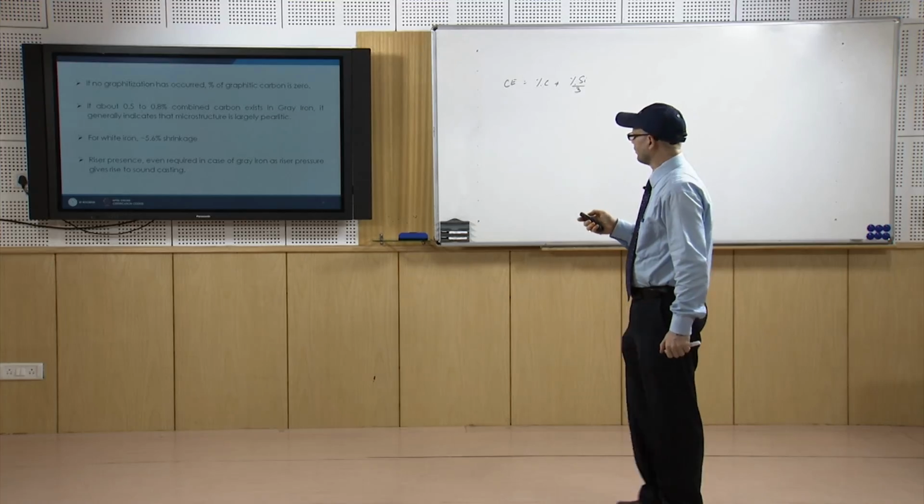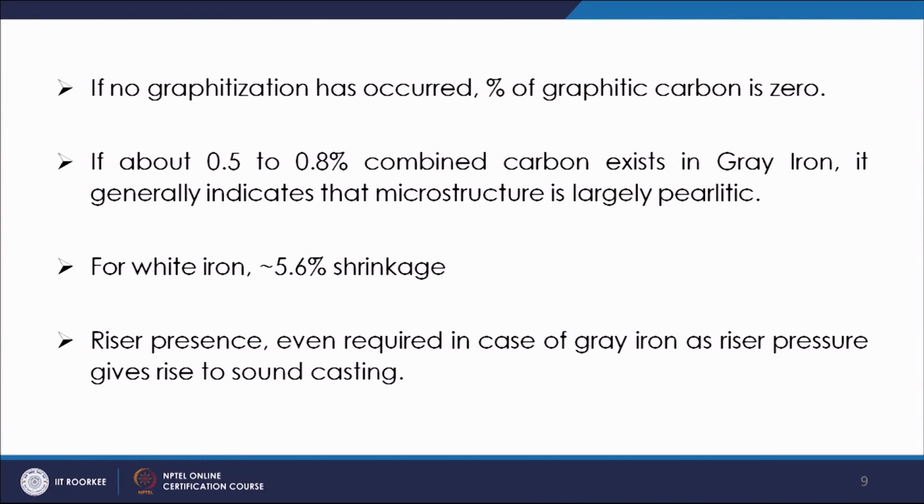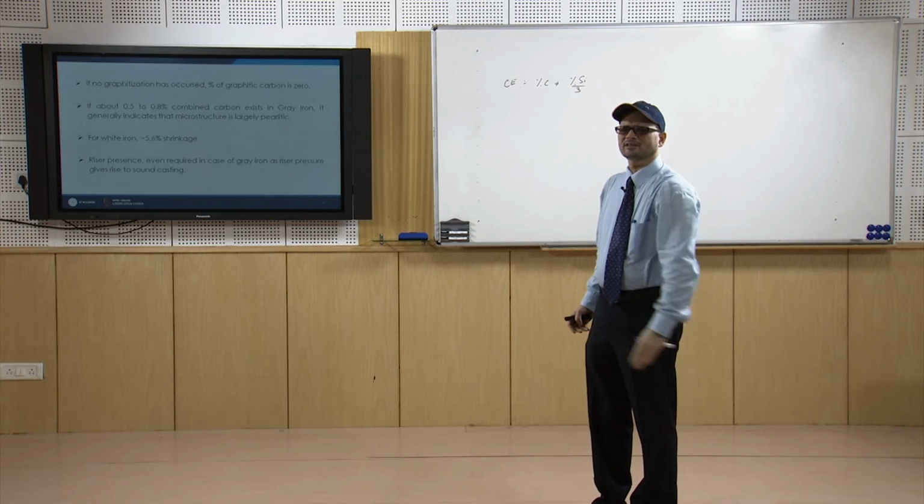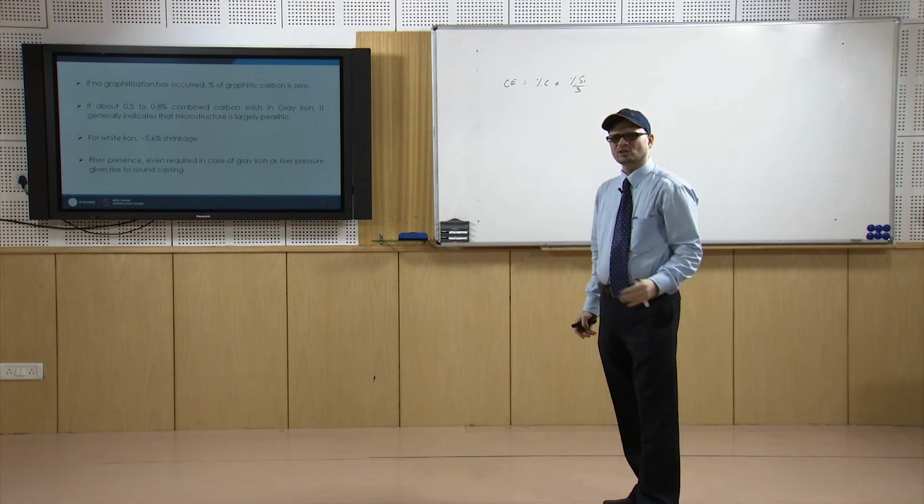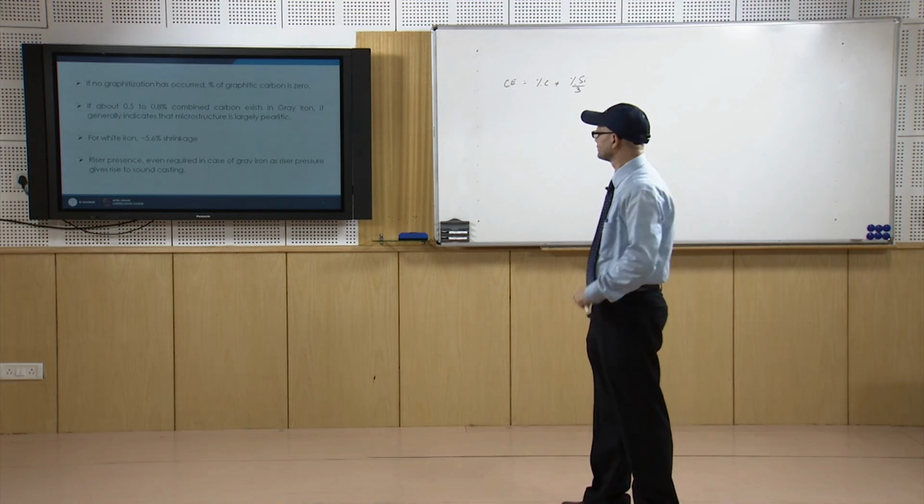So, about 0.5 to 0.8% of combined carbon, if it exists in the grey iron, generally indicates that the microstructure is largely pearlitic. As we know, in the absence of silicon you have 0.8% carbon for the eutectoid composition, and once it cools under normal conditions there will be a pearlitic matrix.